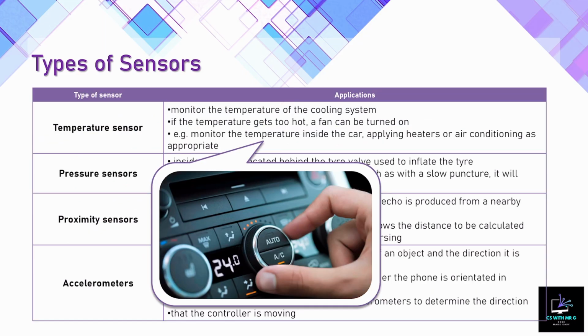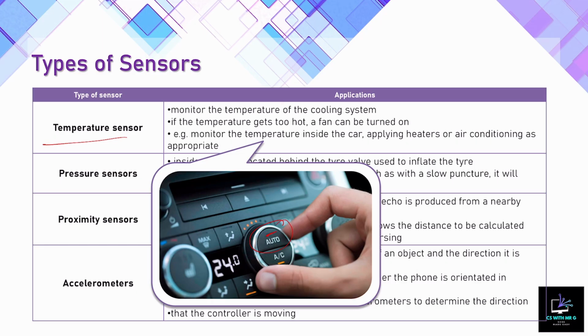Now we'll go through each sensor, looking at how they work and then examples of where they will be used in real life. The first one we'll look at is the temperature sensor, and as we've already discussed, the thermometer tells us how hot or cold something is. A temperature sensor does the same thing, but if we use that in a bigger system, it could be used to monitor the temperature inside of a car and then do something about it if it gets too hot or cold.